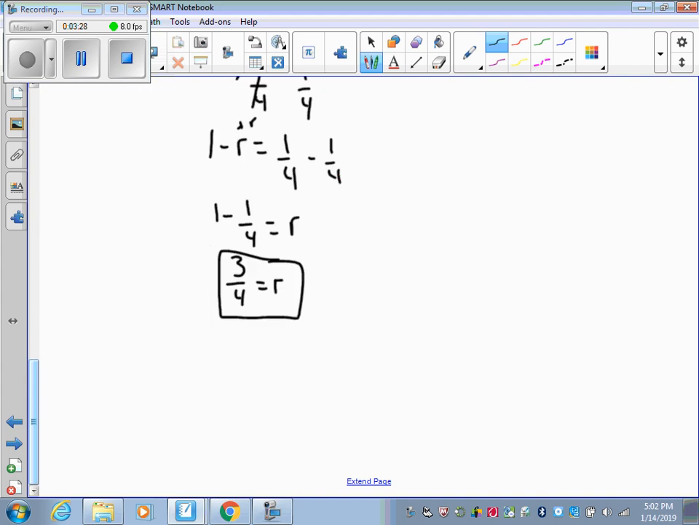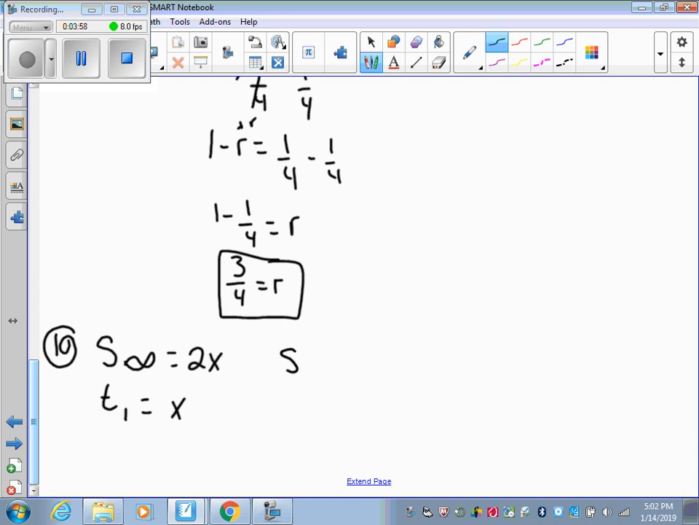Then number 10 is very similar to it. It says the sum of an infinite series is twice its first term. Determine the value of the common ratio. The sum is twice the first term. Well, we don't know the first term either. So since we don't know it, we'll call it x, and the sum is twice that amount. And we need to solve for R.